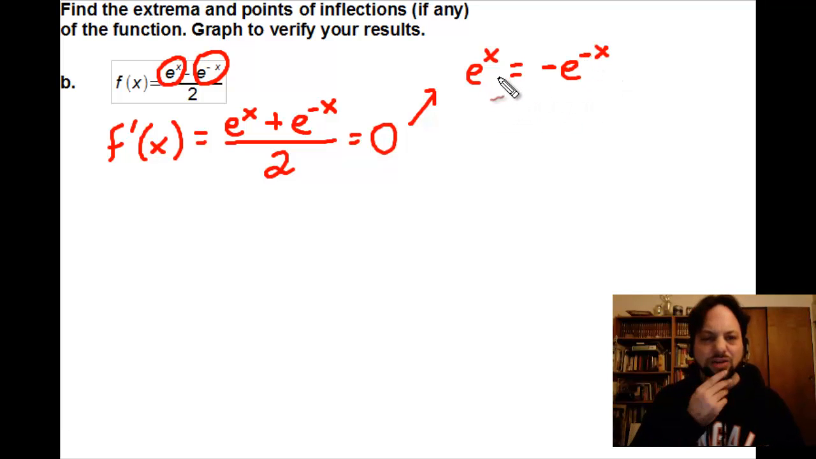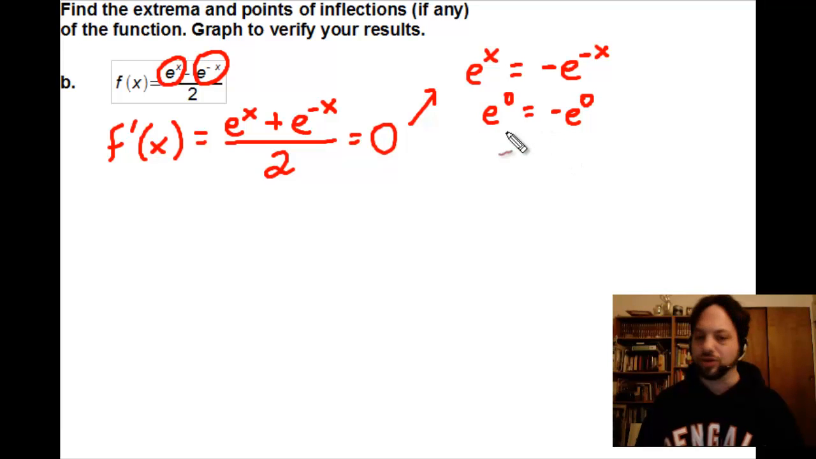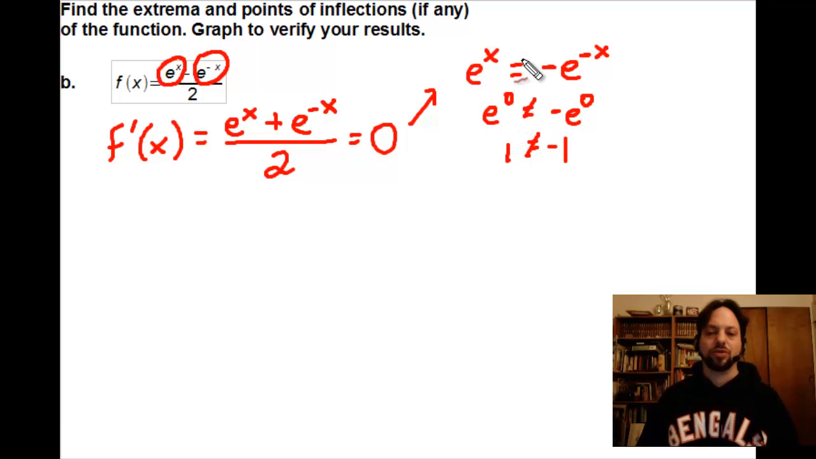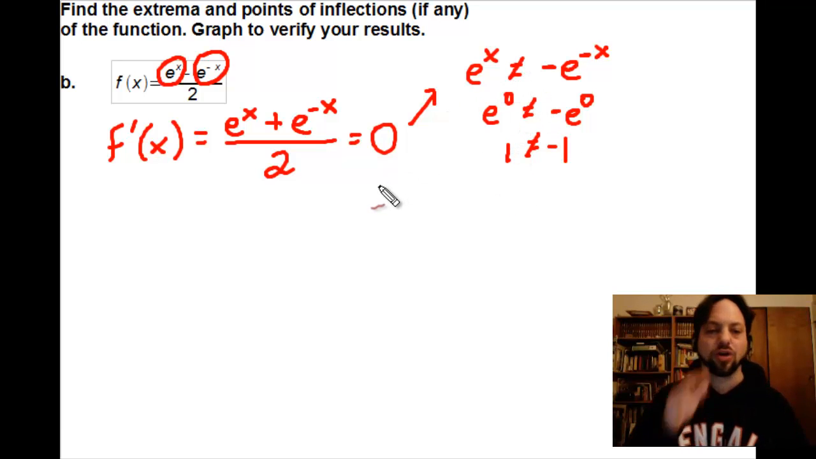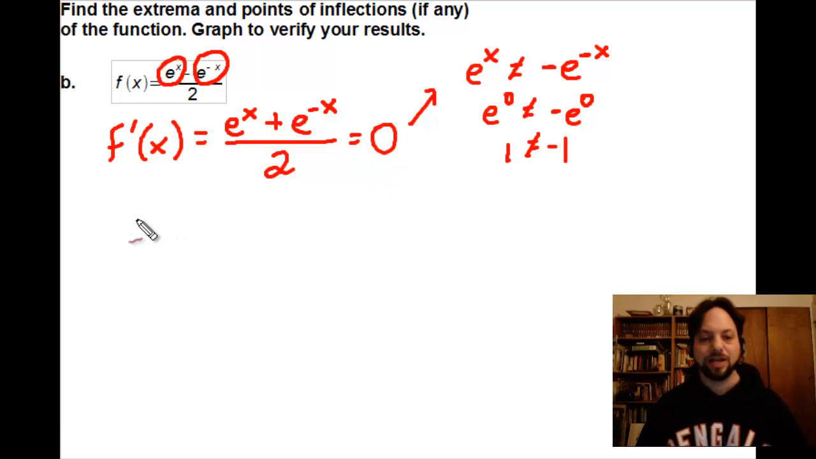And that looks a little confusing, but try as you might, you will not find anywhere where x gives us a correct result here. You might say, oh, well, maybe x is 0. Maybe for x equals 0. Well, e to the 0 and negative e to the 0, those are not the same. 1 does not equal negative 1. And so what we can only conclude here is that there are no extrema to this function. Good or bad, it is what it is.